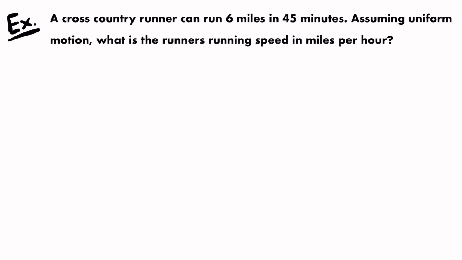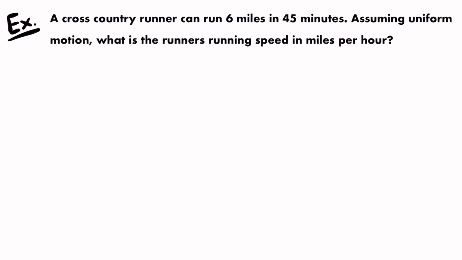For this example, we are told that a cross-country runner can run 6 miles in 45 minutes. Assuming uniform motion, what is the runner's running speed in miles per hour? Okay, so in this problem, our object in motion is a person, so not really an object, but it's still something that is in motion, specifically uniform motion. We are assuming uniform motion in this problem, meaning that the cross-country runner will be running at a constant speed throughout the entire race, which realistically probably does not happen, but we are going to make that assumption in this problem. And our goal here is to figure out what that constant speed would be. Right? We want to know what is the runner's running speed in miles per hour.